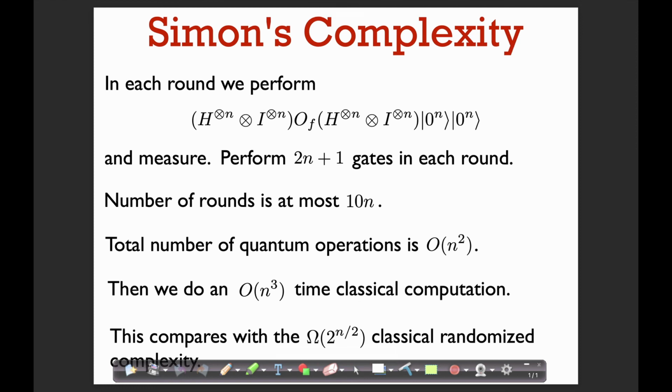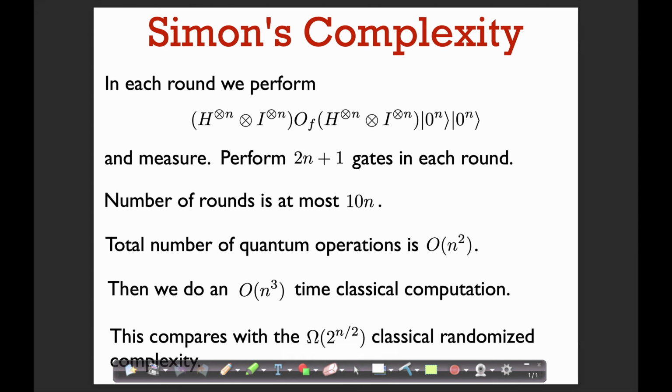Let's just review what happened. The quantum part of the algorithm is again just Hadamard, query, Hadamard. This takes about 2n plus 1 gates in each round, just to do the Hadamards. Again, we're assuming that we get this oracle Of for free. The number of rounds is at most 10n to achieve success probability 4/5. So the total number of quantum operations is about order n squared. Then we do this order n cubed time classical computation, solving a system of linear equations to actually find s.